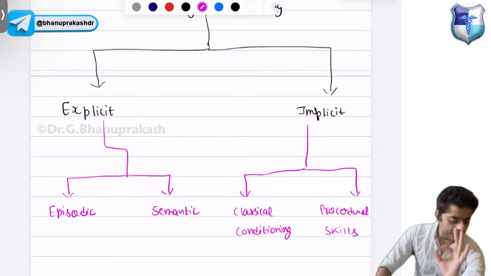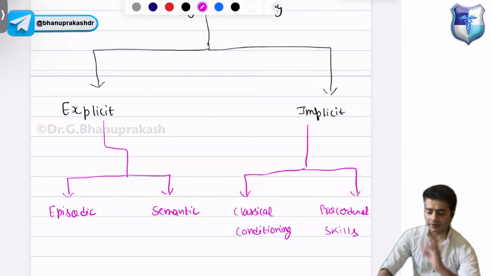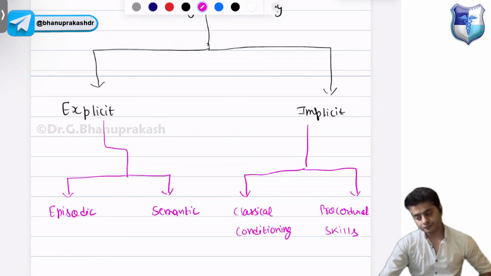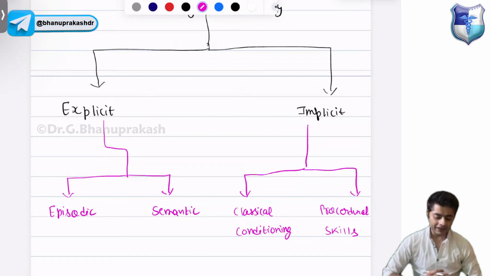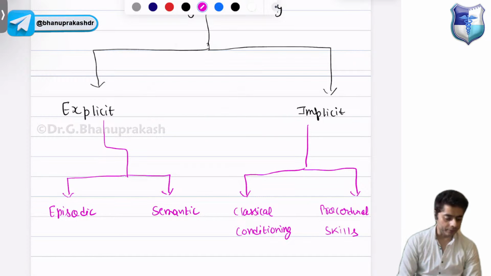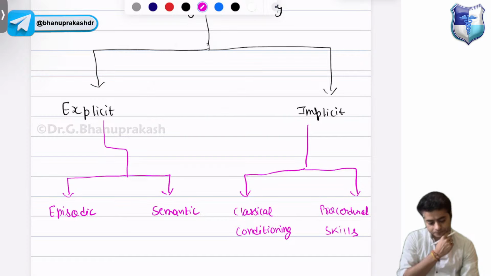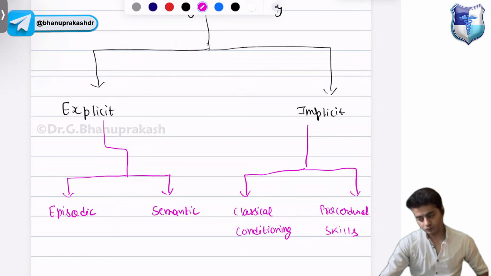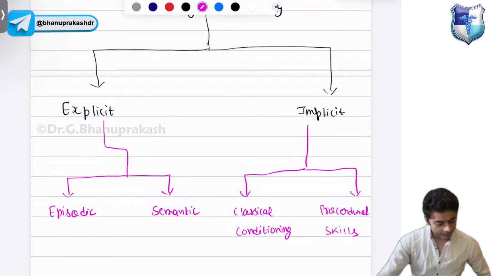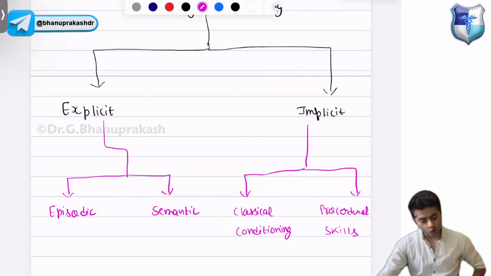Can anyone tell me what you understand by the term episodic memory? Anyone? Can anyone tell me what you understand by the term explicit memory? Oh, sorry, episodic memory. Anyone? Memory about past event. Okay.